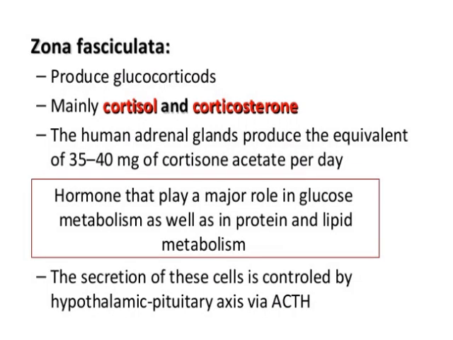The most important and second layer of the adrenal cortex is zona fasciculata. It comprises about 75% of the adrenal cortex. It produces the important hormones, glucocorticoids, mainly cortisol and corticosterone. The human adrenal gland produces 35 to 40 milligrams of cortisol per day. This hormone is most important and plays a major role in glucose metabolism as well as in protein and lipid metabolism. The secretion of these hormones is controlled by the hypothalamus pituitary axis via ACTH.